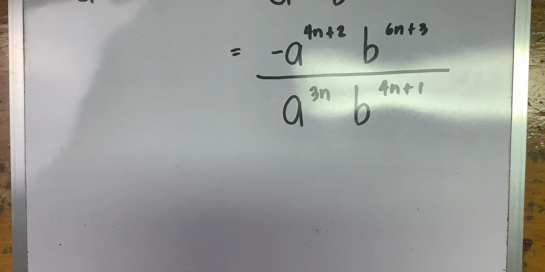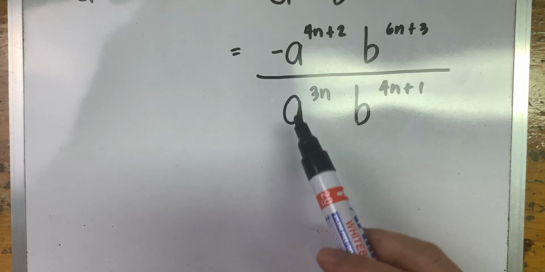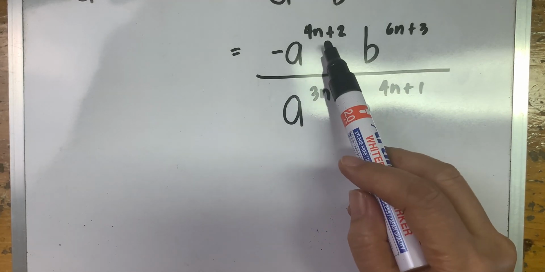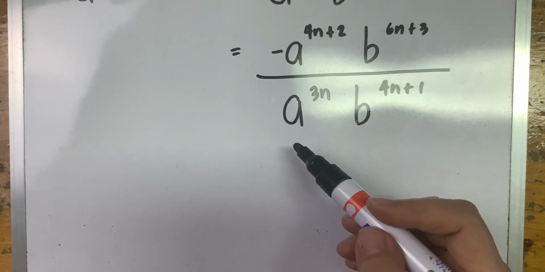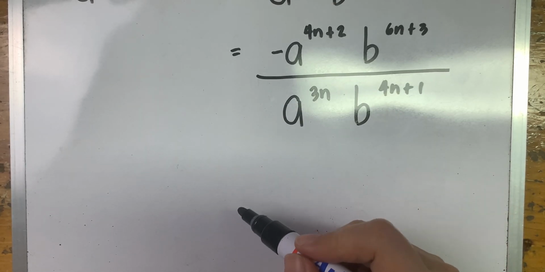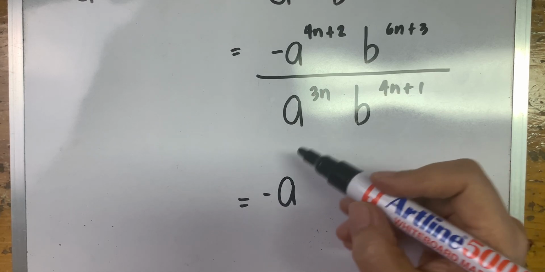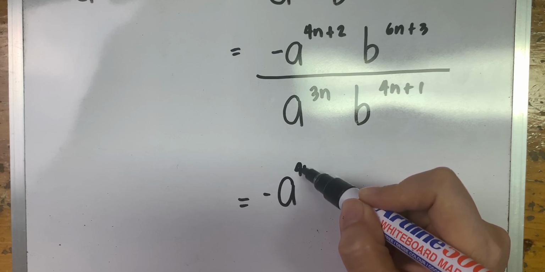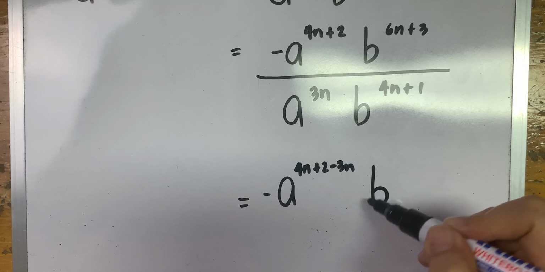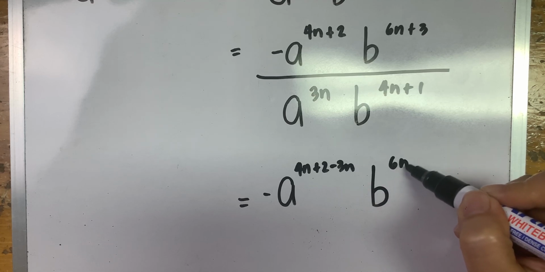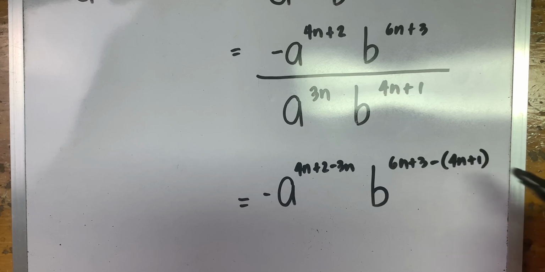Okay, for this example, parehong ang base ng A. So, since this is division, subtract natin yung exponent. So, negative A divided by A is simply negative A, 4n plus 2 minus 3n. And for B, it's 6n plus 3 minus the quantity 4n plus 1.